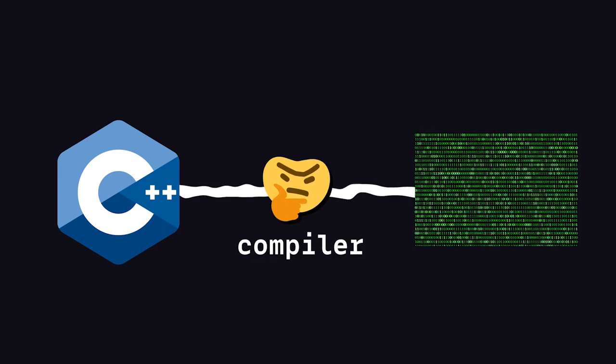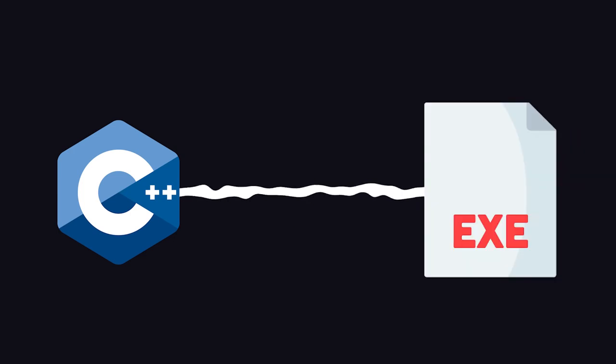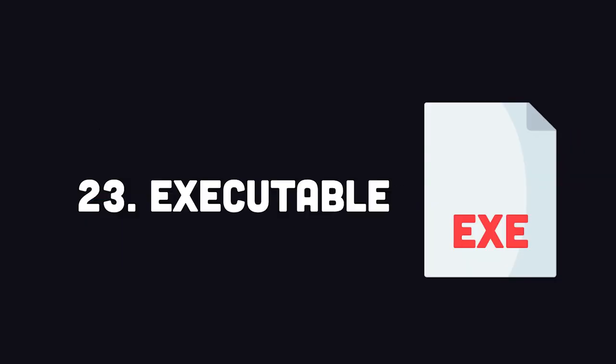They use a compiler to convert the entire program into machine code in advance before the CPU attempts to execute it. This results in an executable file that can be run by the operating system without any extra dependencies.